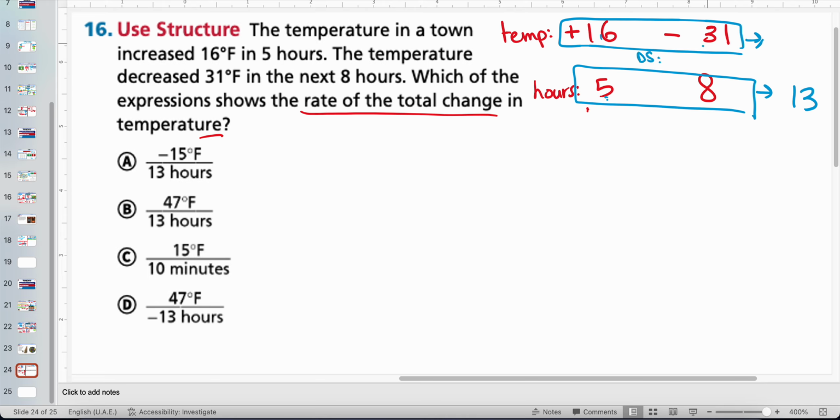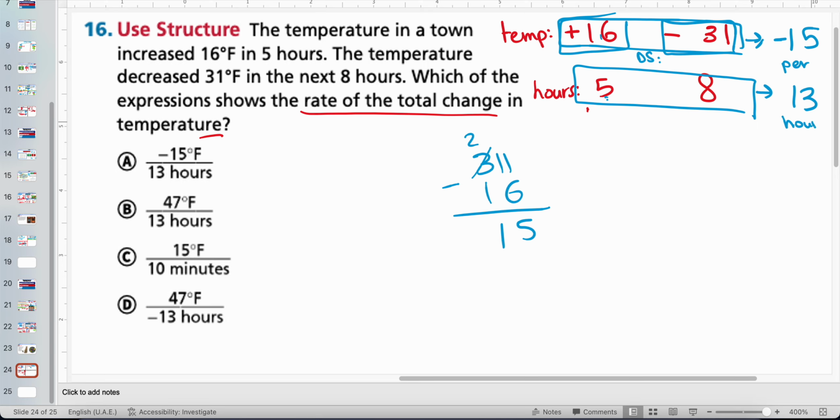So it's going to be 31 minus 16. It's, oh my god, my brain. 11 minus 6 is 5, 2 minus 1 is 1, so it's 15. 15, positive or negative? Negative. We take the sign of the greater number. This is negative, this is positive. So I can say that the total temperature changed by 15 decreasing per 13 hours.